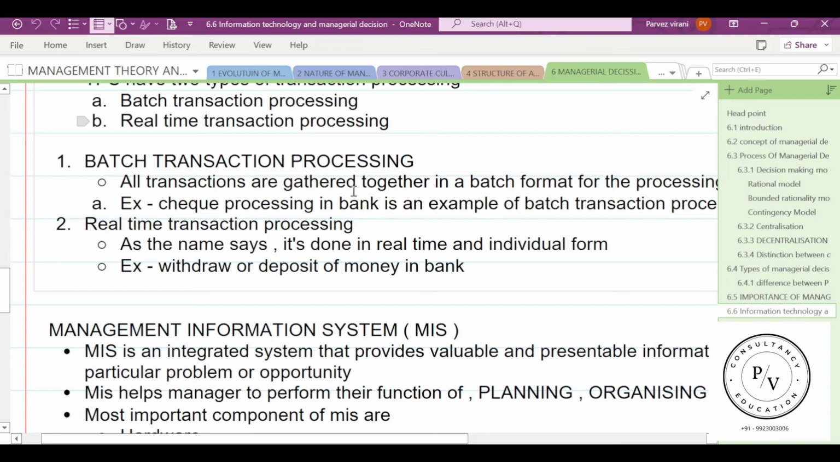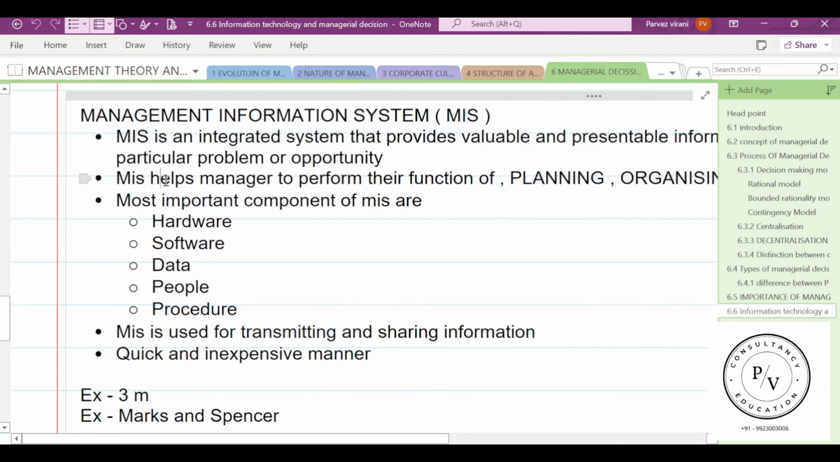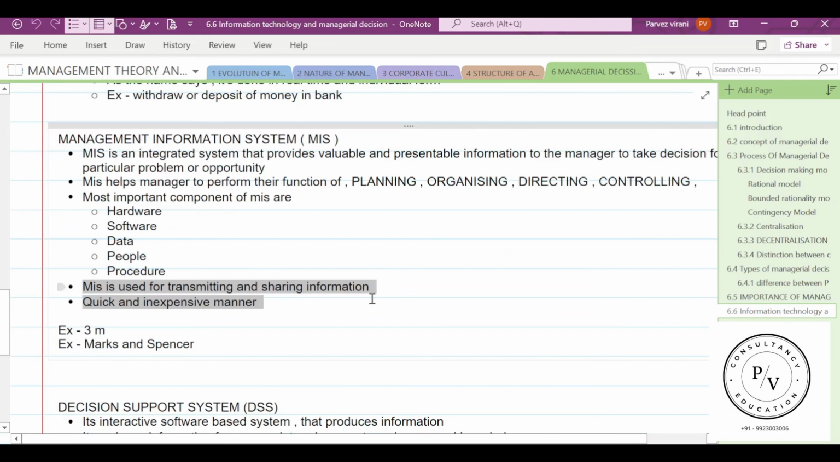Management information system, MIS. MIS is an integrated system that provides valuable, presentable information to managers to take control of decisions for any particular problem or opportunity. MIS helps managers perform their functions of planning, organizing, directing, and controlling. The most important components of MIS are hardware, software, data, people, and procedures. MIS is used for transmitting and sharing information in a quick and inexpensive manner. Examples are 3M or Marks and Spencer.